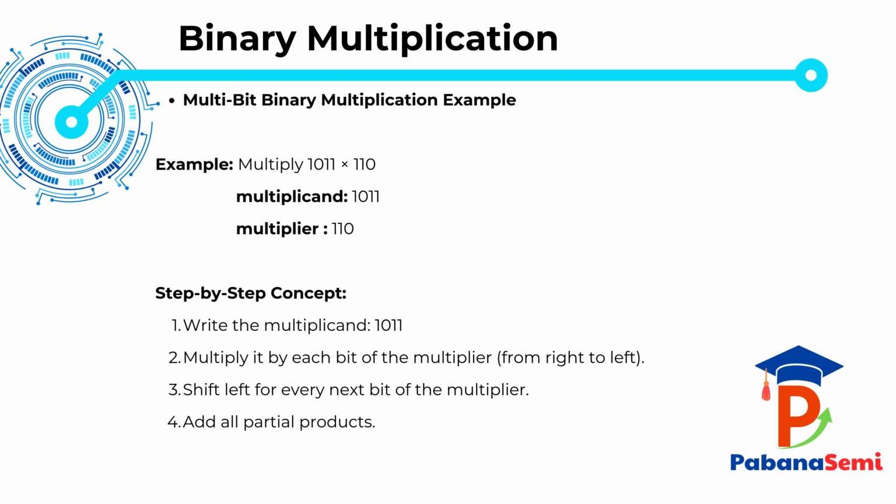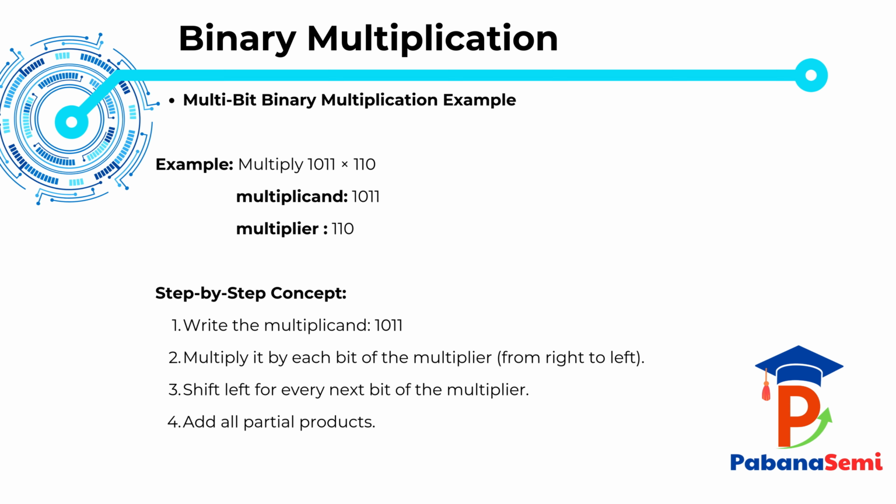Remember, in binary, multiplying by 0 gives 0, and multiplying by 1 gives the same number. This makes binary multiplication much simpler than decimal. Step 3. For each next bit of the multiplier, we shift the partial product to the left. Think of this shift as adding a 0 at the end, the same way we shift in decimal multiplication when moving to the tens or hundreds place.